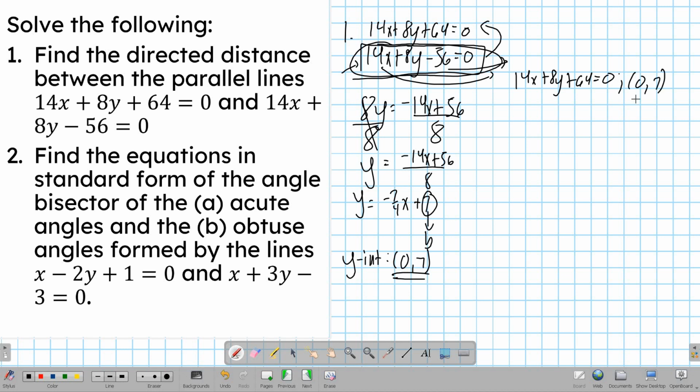So dahil ito yung point natin, we can now get the distance from the line 14x plus 8y plus 64 equals 0 to the point 0, 7. Kasi yung distance na yun, eh magiging parehas lang naman all throughout. So it will be the distance between the parallel lines.